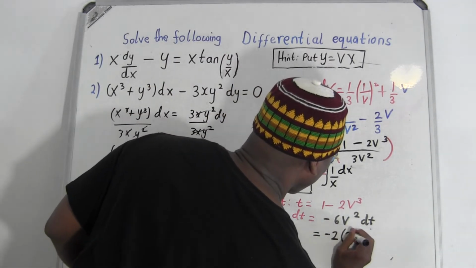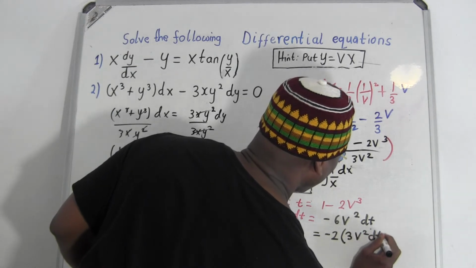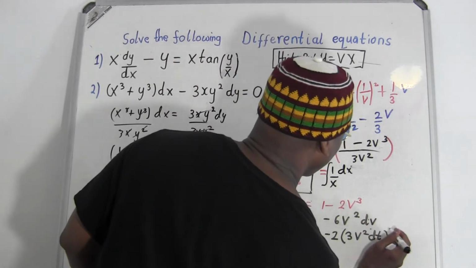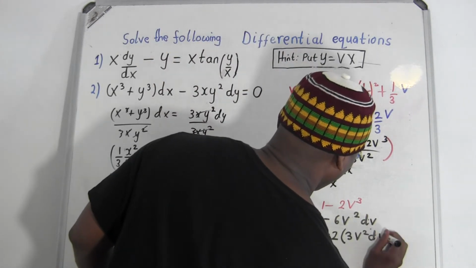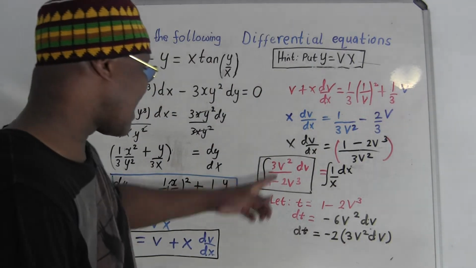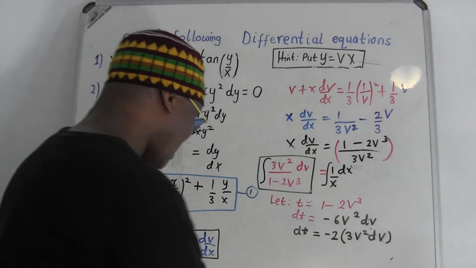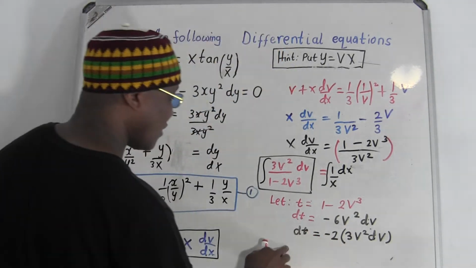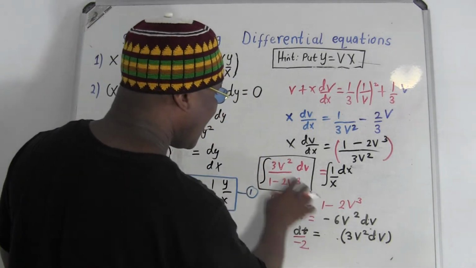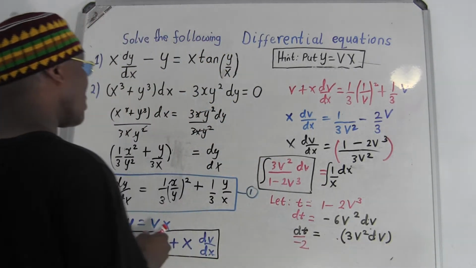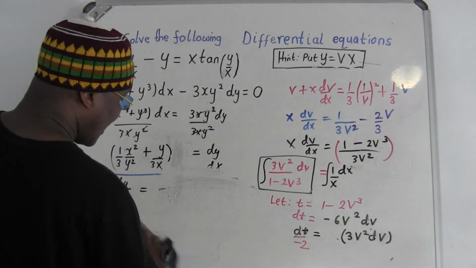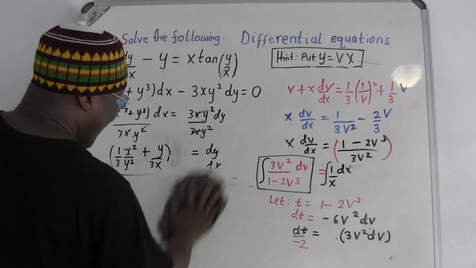So it's going to become negative 2 times 3v squared dv, my apology, equal to dt. So my intention, I want to get 3v squared dv. So I'm going to divide by negative 2. Negative 2 is going to come here. So 3v squared dv, that one I'm going to replace with dt over negative 2. The space is not enough, means I have to raise here. I'm sorry guys. Let's just raise here so we can have a space. Let's make it quick.